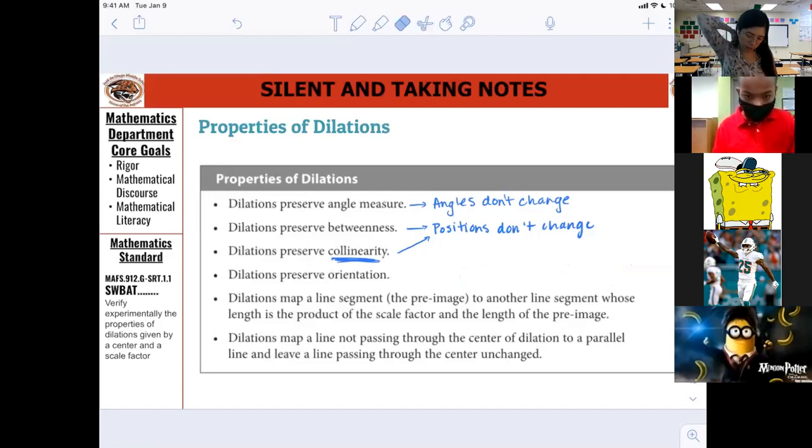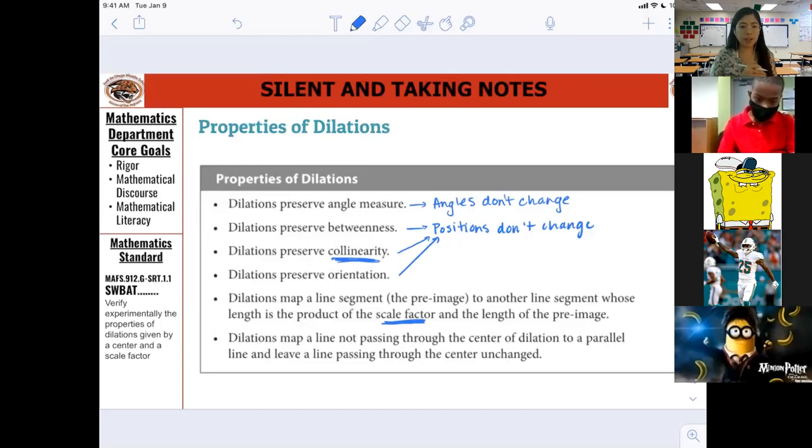Okay. And then preserve orientation. Again, same idea. The position of the figure is not going to change. So all of those kind of mean the same thing. Then it says dilations map a line segment, the pre-image, to another line segment whose length is the product of the scale factor and the length of the pre-image. So this is basically telling us about what a scale factor is, which we already kind of talked about, but the new image will basically be multiplied from the pre-image.